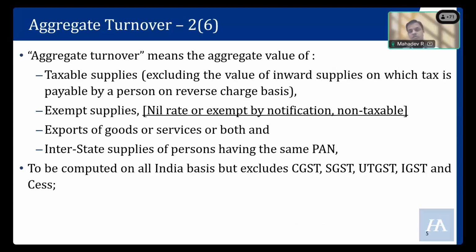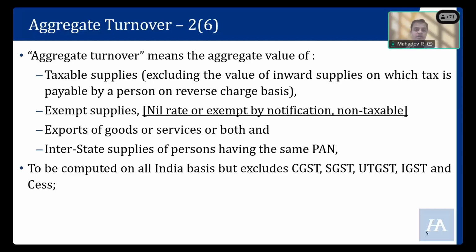Aggregate turnover. This is also something which is very important, because we have something called the aggregate turnover limit, beyond which the 9C or GSTR 9 needs to be filed. For the purpose of 9C, aggregate turnover should be 5 crores. If it is less than 5 crores, then GSTR 9C is not required to be filed. But we need to understand what this aggregate turnover is.